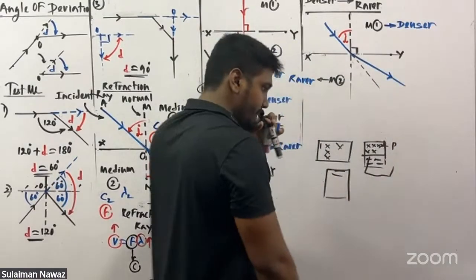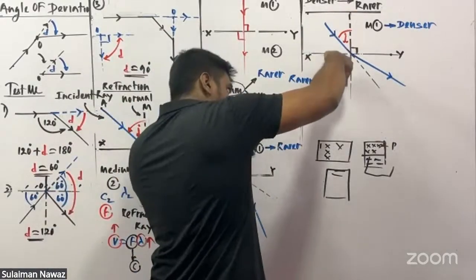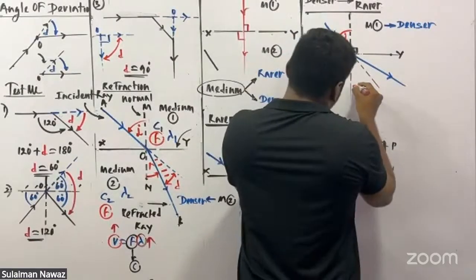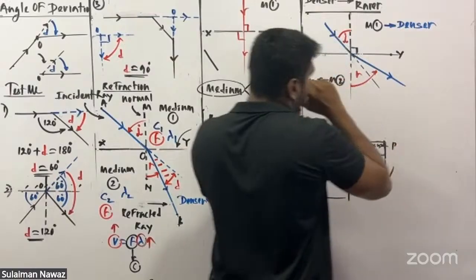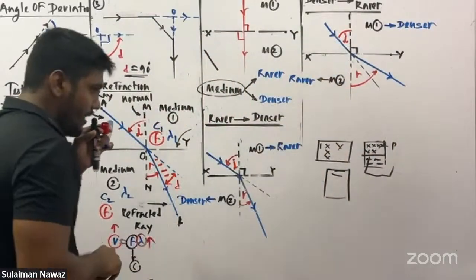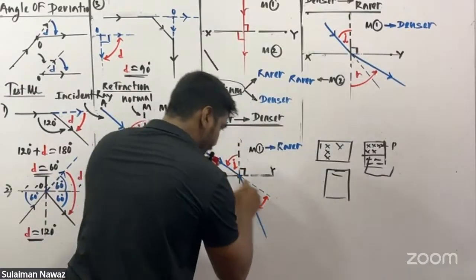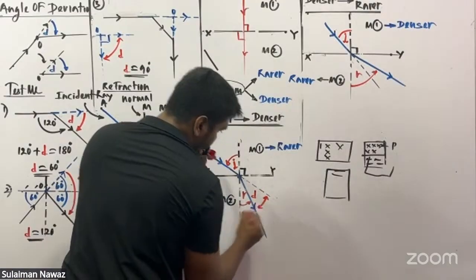You got it? Rarer to denser, toward the normal. Denser to rarer, away from the normal. So this angle, measured from the normal to the refracted ray, is going to be simple r. And what is this angle? This angle is our angle of deviation. Initial path, final path. This gap is the angle of deviation, simple d.